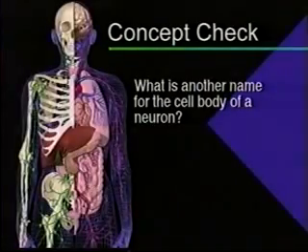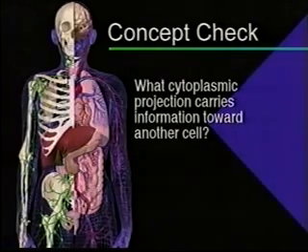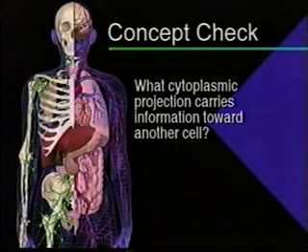How well do you know the structure of neurons? Take a few moments now to assess your understanding by answering 4 concept check questions. What is another name for the cell body of a neuron? What cytoplasmic projection carries information toward another cell?